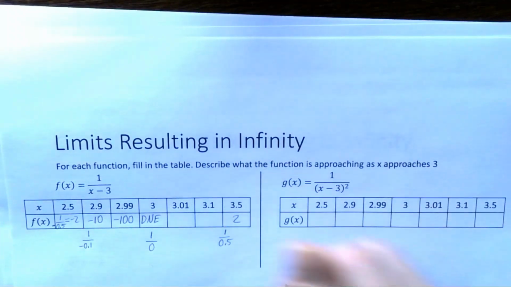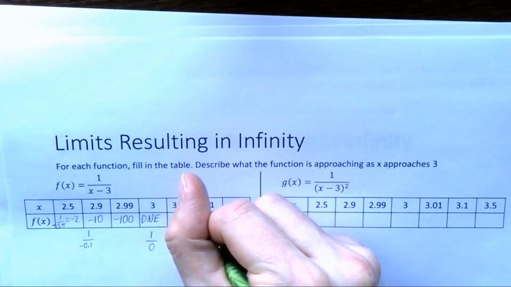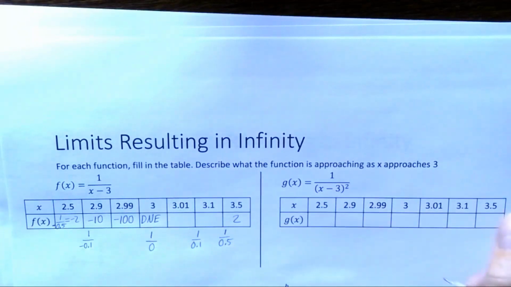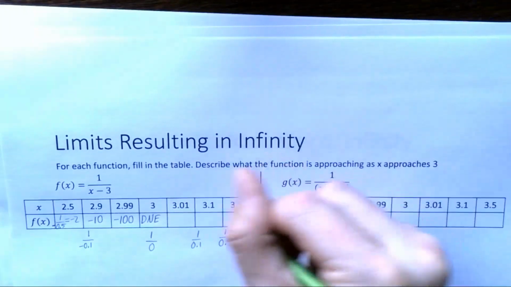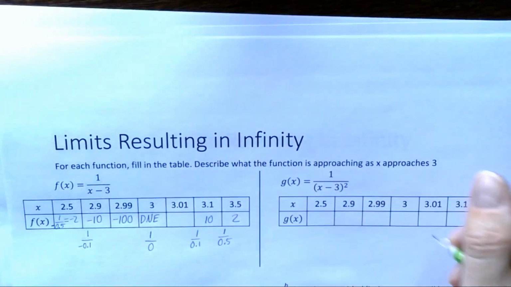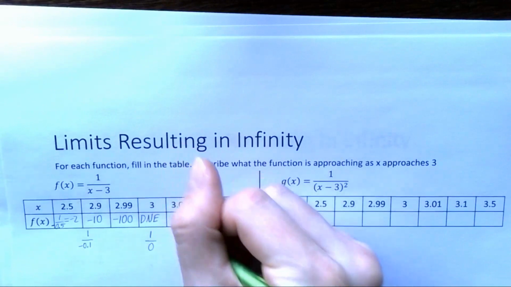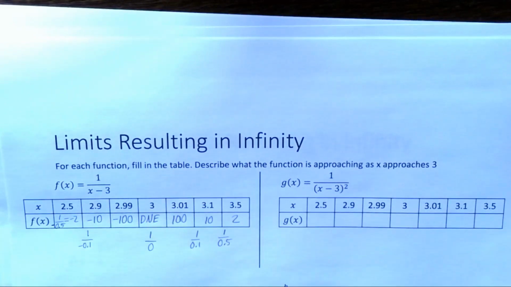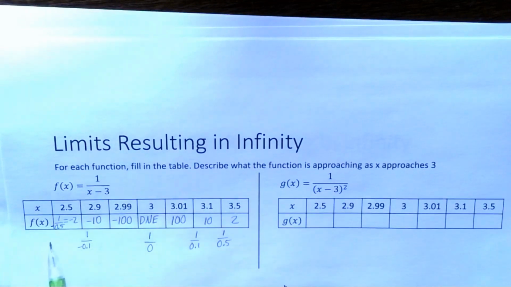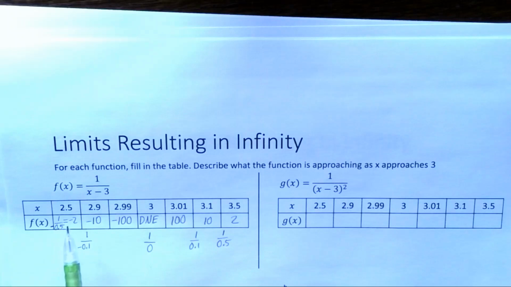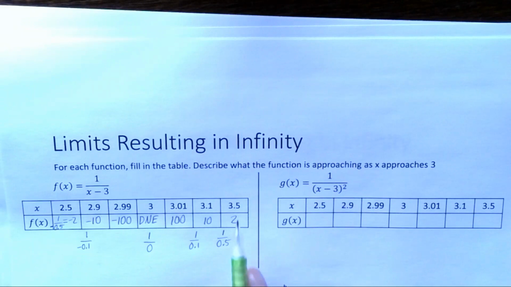Similarly, 3.1 minus 3 is 0.1, and then 1 divided by 0.1 is 10. A similar thing happens with 3.01. So now I want you to think to yourself, where are we headed if we're going from the left towards 3? And then where are we headed if we start at the right and go towards 3?